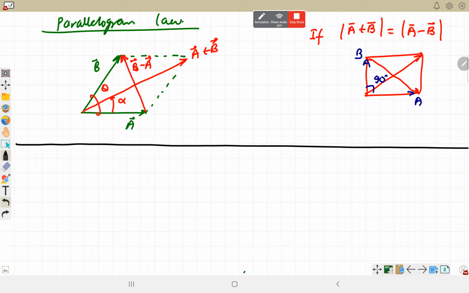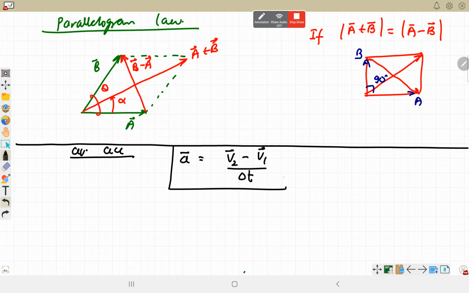So for questions in which you have to calculate average acceleration or average velocity: average acceleration is change in velocity. So we will draw the final velocity vector minus the initial velocity vector, divided by the total time taken, and that should be either in terms of i, j, k or in terms of the vector resultant.